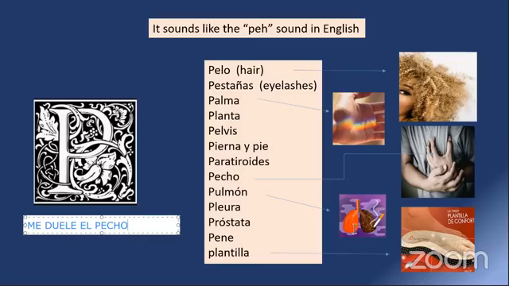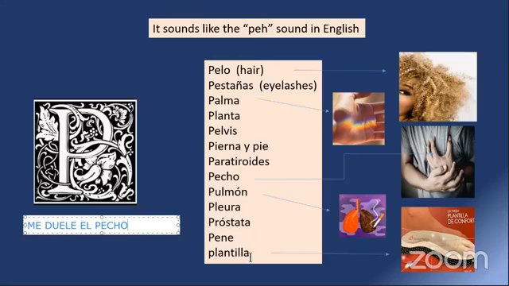Okay, next one here, pulmón. Pulmón is the lung. Pulmones, the plural. Pleura. Listen to the pronunciation, pleura. Prostate, in Spanish you say próstata. The next one here, pene, penis.